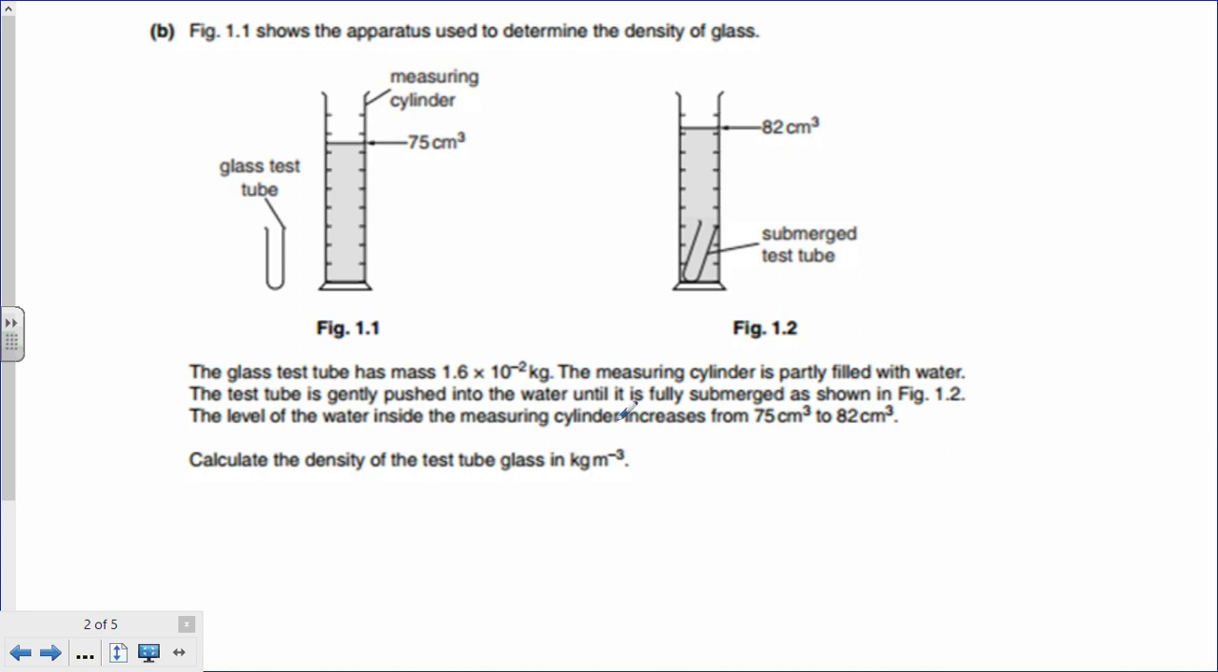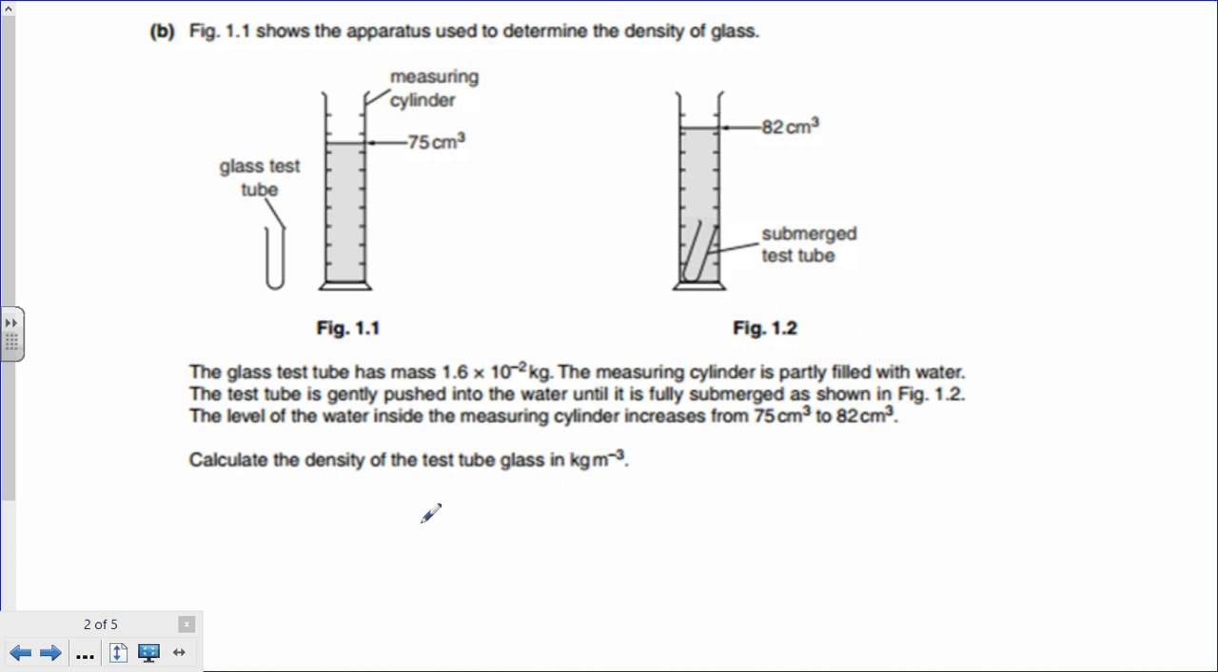The level of the water inside the measuring cylinder increases from 75 to 82 cubic centimeters. It says calculate the density of the test tube in kilograms. See this minus, so it's kilograms per cubic meter. That means if we need these units in our answer, we must put those units into our calculation. So we must put in kilograms and we must put in cubic meters.